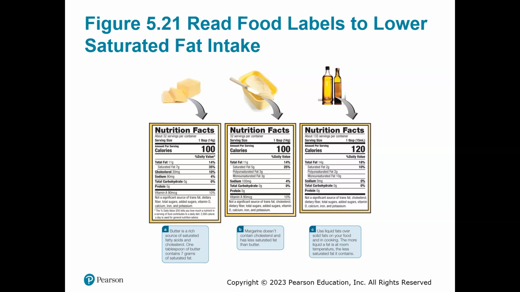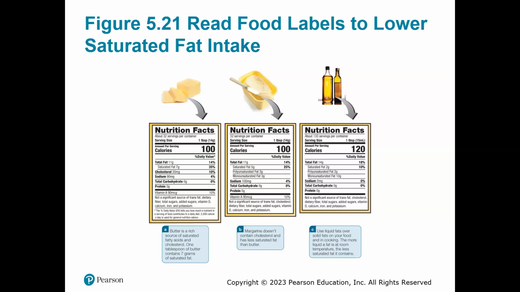Here we can look at three different food labels. One of them is for butter. The second one is for margarine. The third one is for a liquid fat, like a cooking oil. So you're looking at a comparison of the three products, each for a tablespoon. A tablespoon of butter has 11 total grams of fat, but it has 7 grams of saturated fat and 30 milligrams of cholesterol. The 30 milligrams of cholesterol is not terrible.